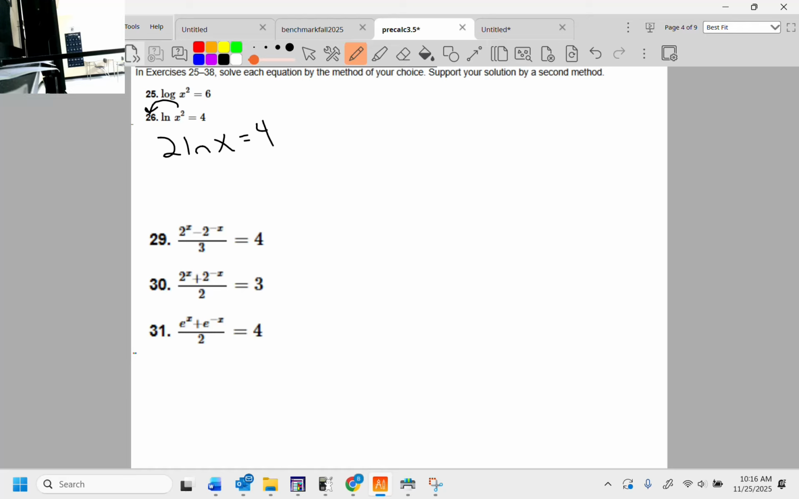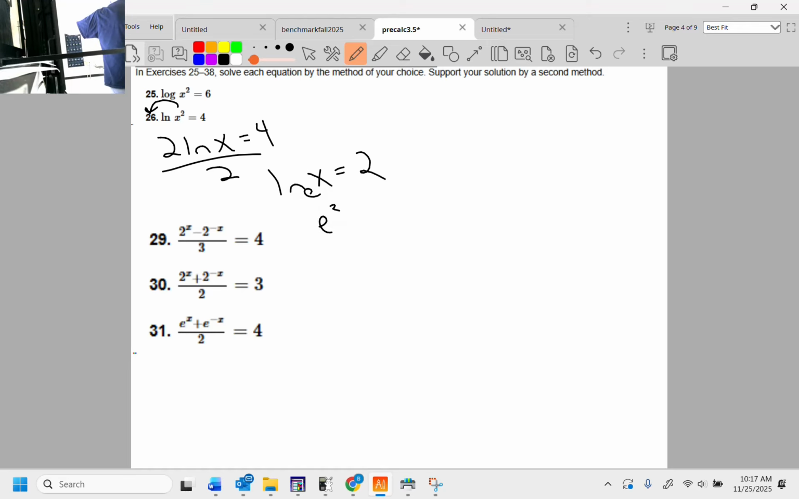So if you move the 2 out front, what can you do with it now? Divide it. And I'll give you the natural log of x is 2. Remember your understood? So e squared is x. It's done, just like that.